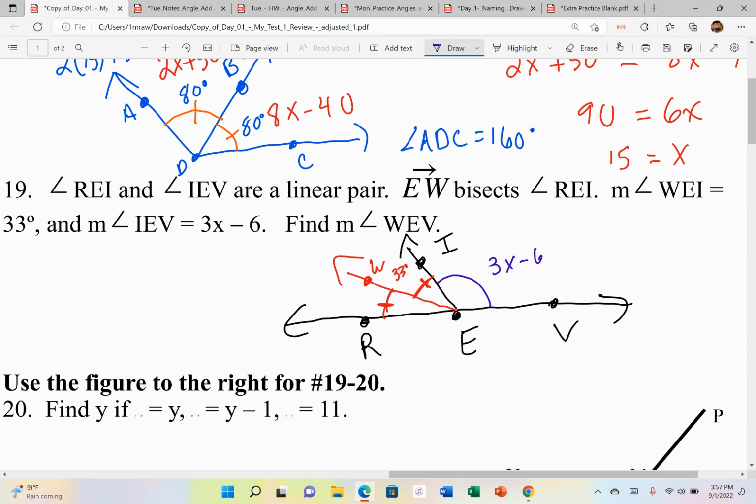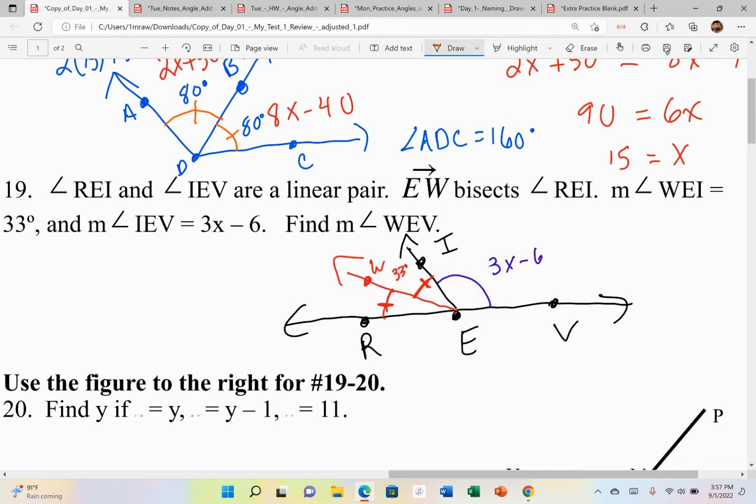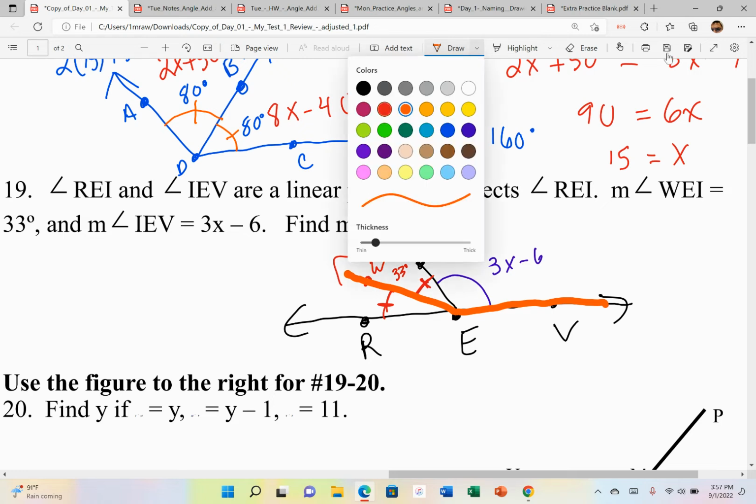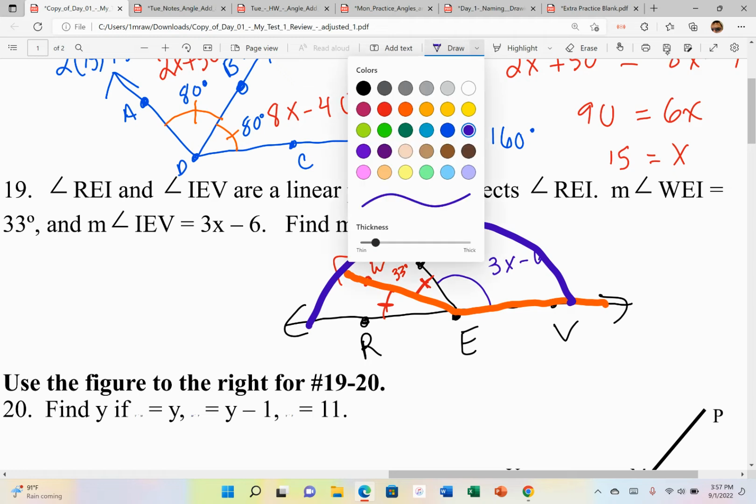Okay, so WEV, just in case, this is WEV. That's the angle we're going to be looking for. So I already know part of it's 33. Now I need to solve for x, right? I just want to show you so that you understand. The first thing we said was that we had linear pairs, right? So what's the measure of this whole entire angle? That whole entire angle is 180 degrees.